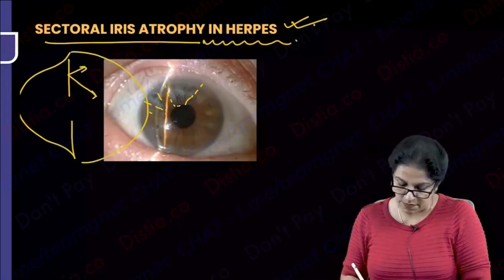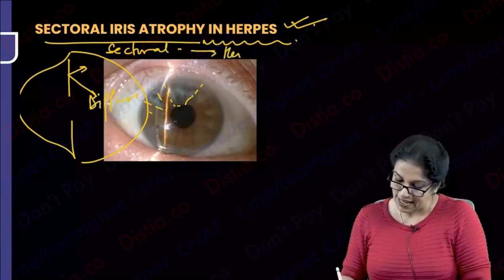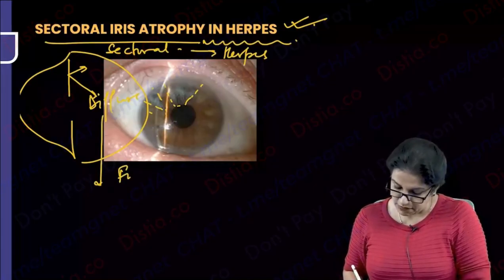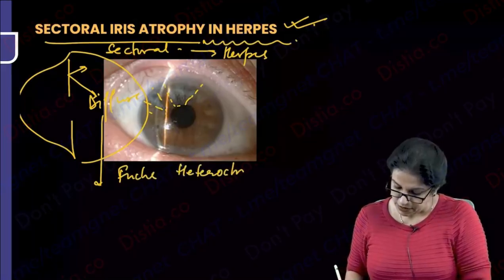There are two patterns of iris atrophy that we can see: sectoral or diffuse. The sectoral is mainly a feature of herpes, and diffuse is mainly a feature of Fuchs heterochromic cyclitis, which we will learn about later. Just note it down.